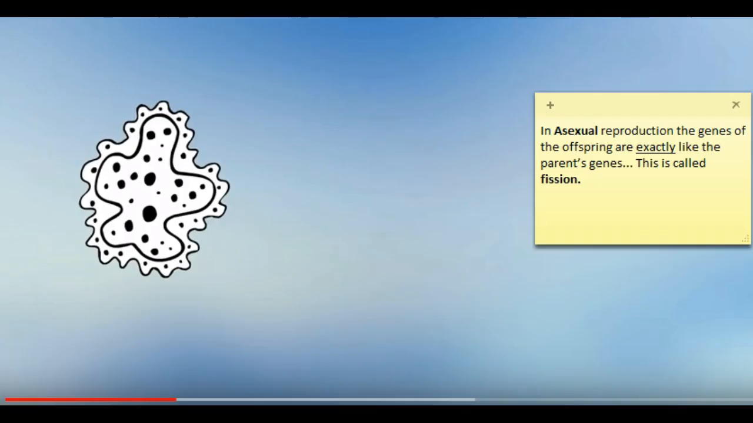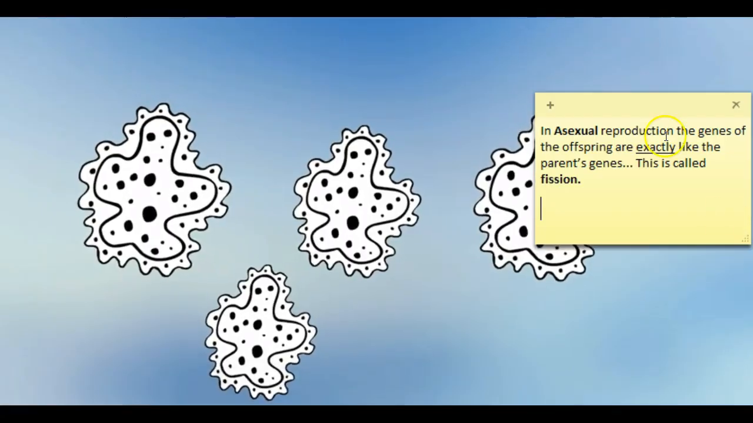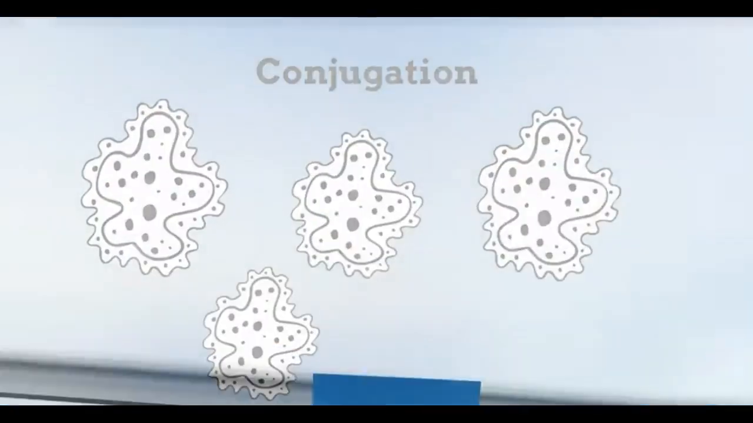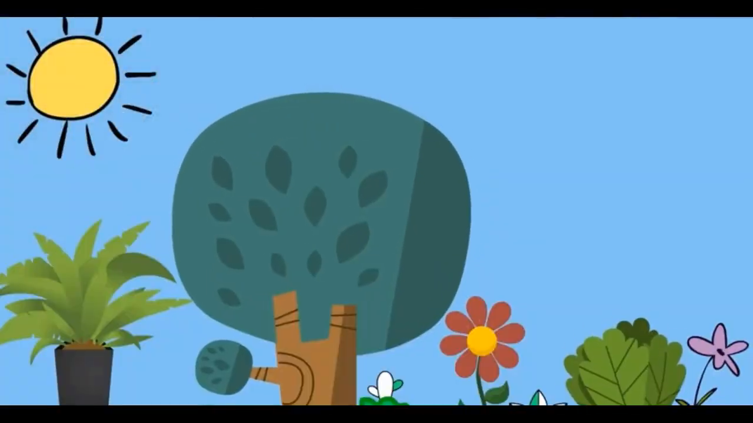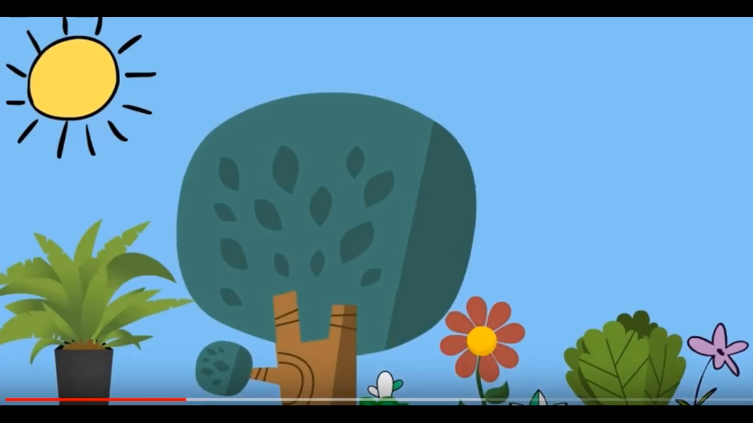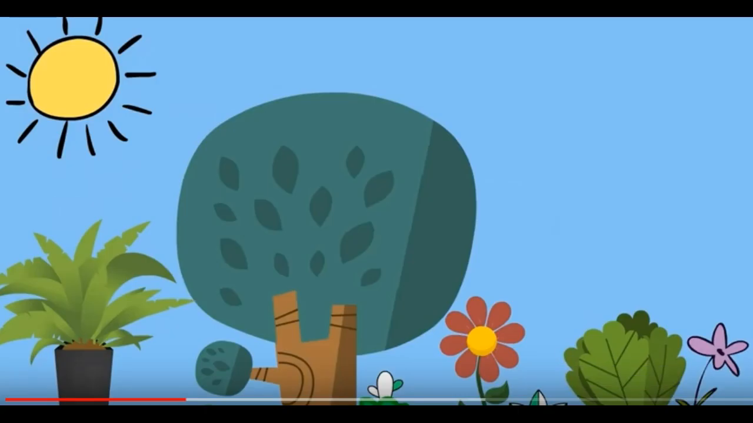Most prokaryotes reproduce asexually, where the genes of an offspring are exactly like their parents. This process is called fission. Plants and animals reproduce asexually. In sexual reproduction, the offspring material comes from both parents. They're not exactly like either parent. Animals and most plants reproduce sexually.